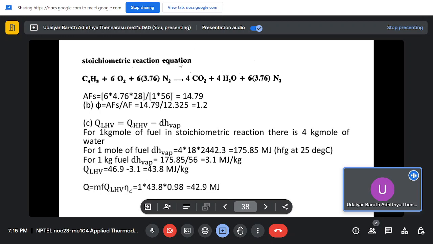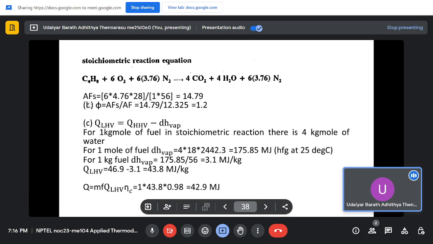So in the stoichiometric reaction, the balance will be 1 mole of C4H8 fuel. It takes 6 moles of air, so it will combust to form 4 moles of CO2, 4 moles of water, and 6 moles of nitrogen, which is present in the combustion. For this, the air fuel ratio is the same process: 6 into 4.76 for air, oxygen plus nitrogen, 4.76 into 29, divided by 1 into 56. So this will come out to be 14.79. So the stoichiometric air fuel ratio is 14.79.